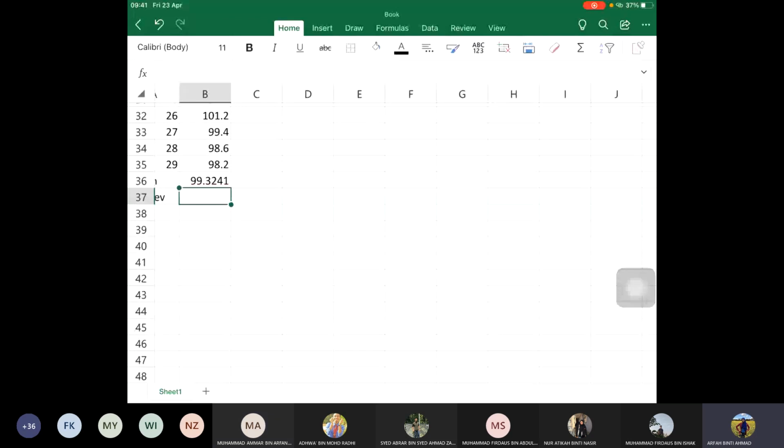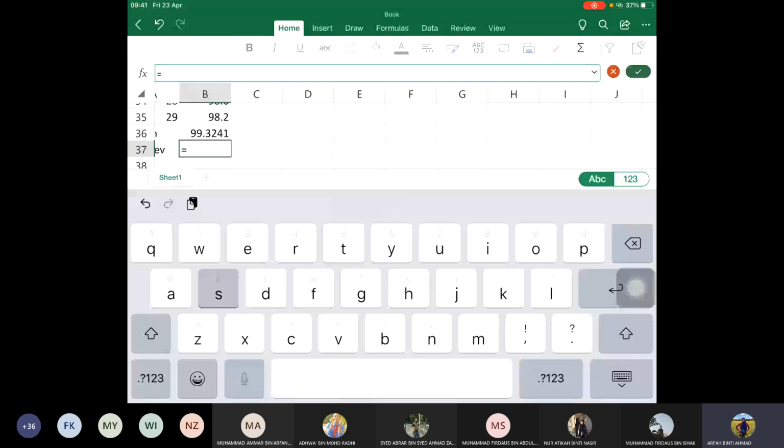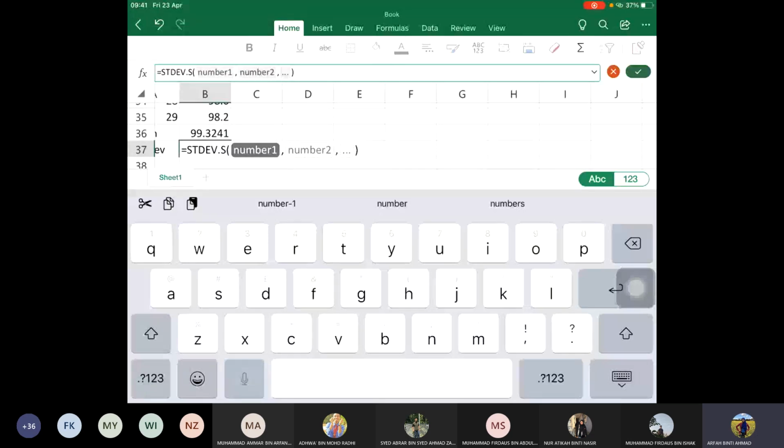So awak tekan sama dengan, okay, then type STD, so dia akan keluar. STDEV tu standard deviation in general. Kalau kita nak spesifik, kita punya adalah sample data. Sebab dia kata dia ambil sampel 29 daripada vendor 1, 28 daripada vendor 2. Okay. So type STDEV.S ni and then masukkan data.